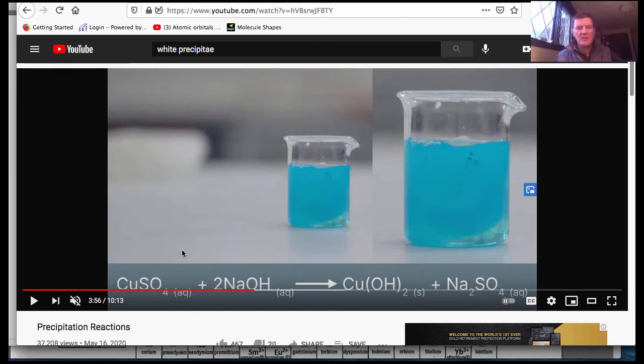But again, how do we get that? We switch this copper and the sodium. We switch them. The copper now can go with the hydroxide. This is an insoluble solid that is going to be your blue precipitate. Okay? So those are examples of double displacement reactions that we would actually perform in the lab if you were doing this. Okay?